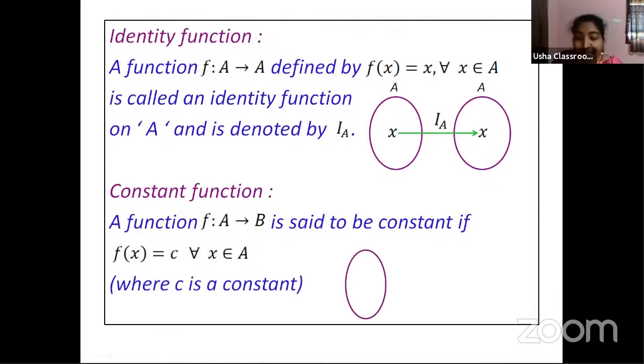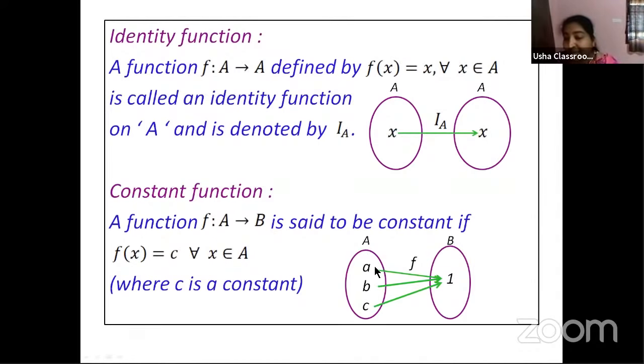Okay, we will see the diagrammatic representation for this. Now you have set A with a, b, c as elements. Set B has only one element here, children, that is 1. That means I am substituting a in function f, then you are getting 1. b, if you substitute, again you are getting 1. c, if you substitute, again you are getting 1. That means for all these elements, the image is the same. So in this case, we call it a constant function. Okay, one example on this constant function we will try to discuss.